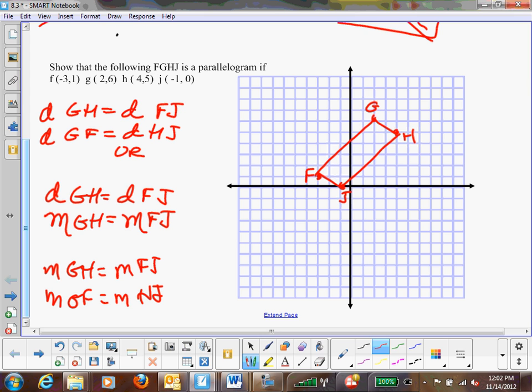I think this is G, yeah, GF and HJ. I have to do 2 sets, 4 altogether, Athena. I have to show that these two are congruent, are the same, and these two. You have to do four of something. Two sets of slopes and distance, four slopes, right.